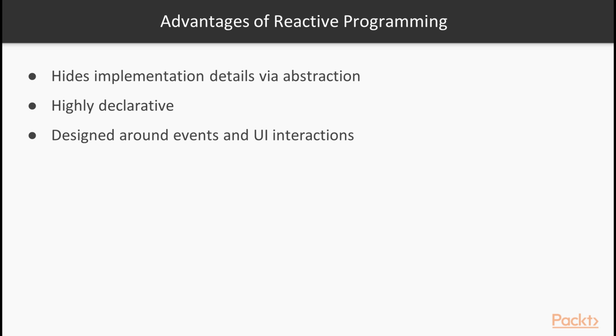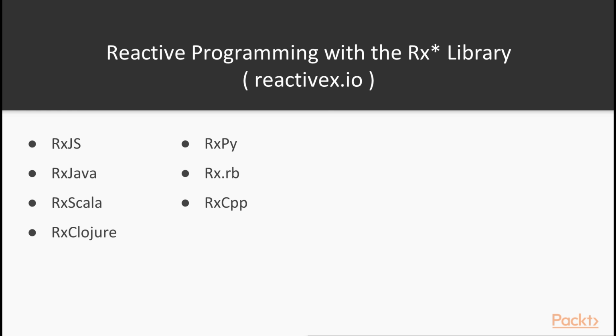Once we start using these streams in practice, you will see the implementation advantages of using reactive programming. It is highly declarative, you can react to user events quite easily and quite naturally. You just describe what the problem is and you hide the implementation details. Functional reactive programming is designed around events and UI interactions, which means that you can naturally describe what happens after a user does something. We will use RxJS from the Rx family of languages.